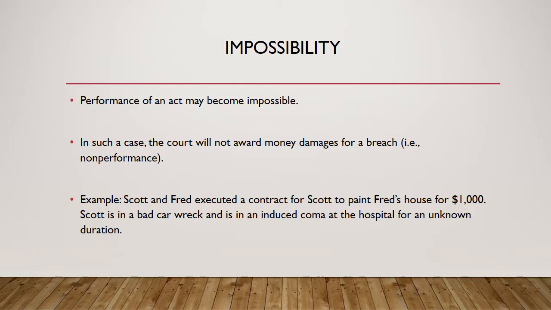So in this example, you've got Scott and Fred. Scott's in the car wreck. That was an unforeseeable event. It makes painting the home impossible because he's in an induced coma for an unknown length of time. He may not ever be able to paint the home again. The car wreck was not foreseeable, wasn't planned when they made this contract. So in this instance, the court would likely find that Scott performing the contract is impossible, and therefore Fred would not be entitled to any money damages for Scott not performing his part of the contract.